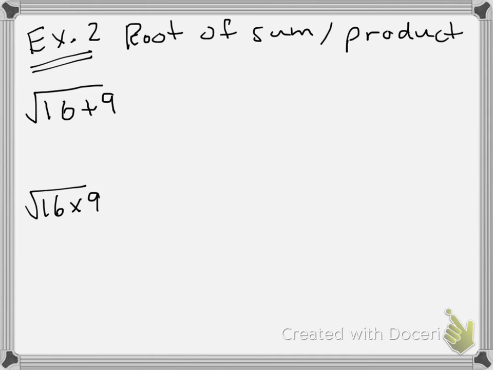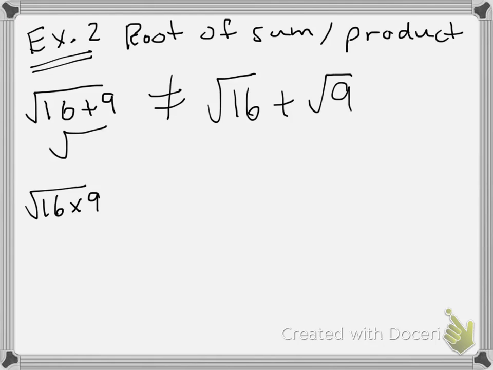Example 2. Here we're just looking at the root of sums and products. Look at the first one, the square root of 16 plus 9. This is not equal to the square root of 16 plus the square root of 9. Because if we did the first part, 16 plus 9 is 25, so the square root of 25 is 5. But look at the right side here, the square root of 16 is 4, the square root of 9 is 3, 4 plus 3 is 7, not 5.